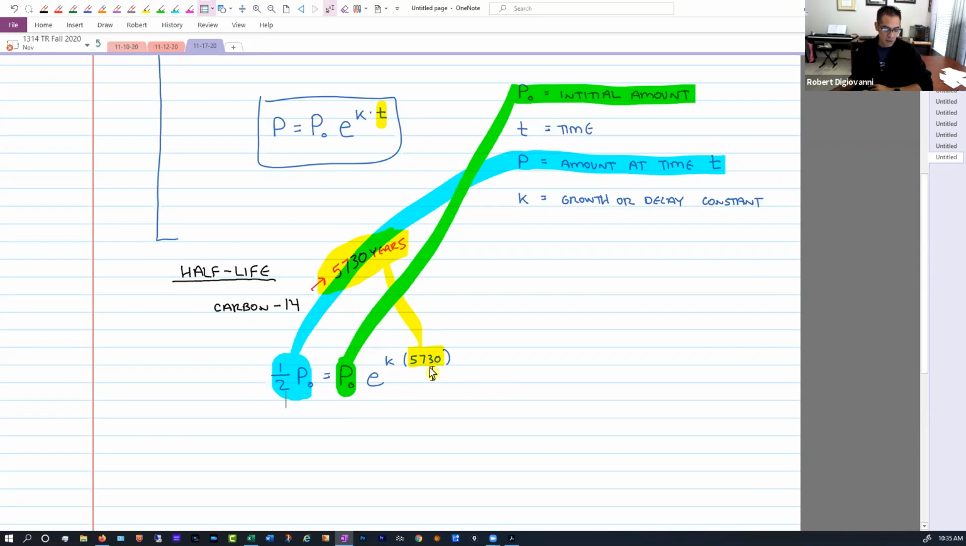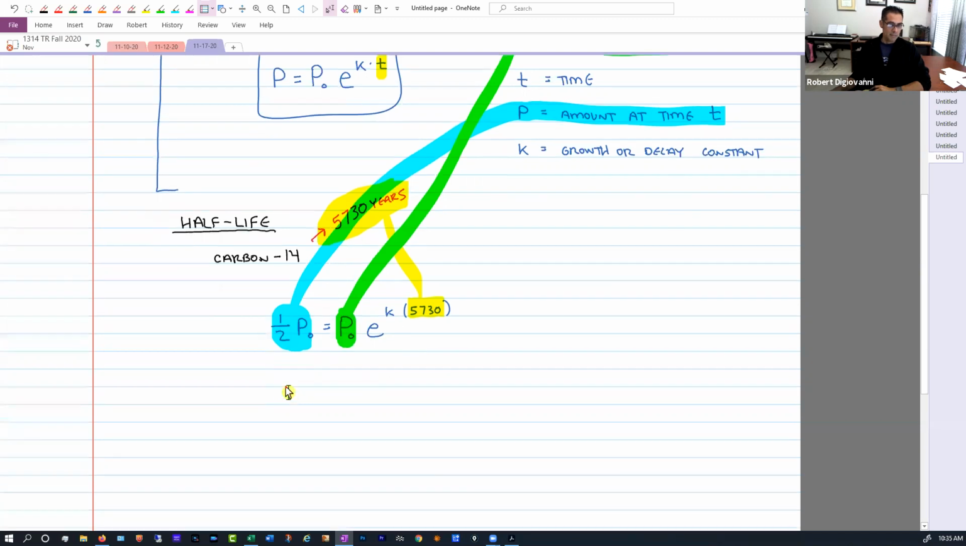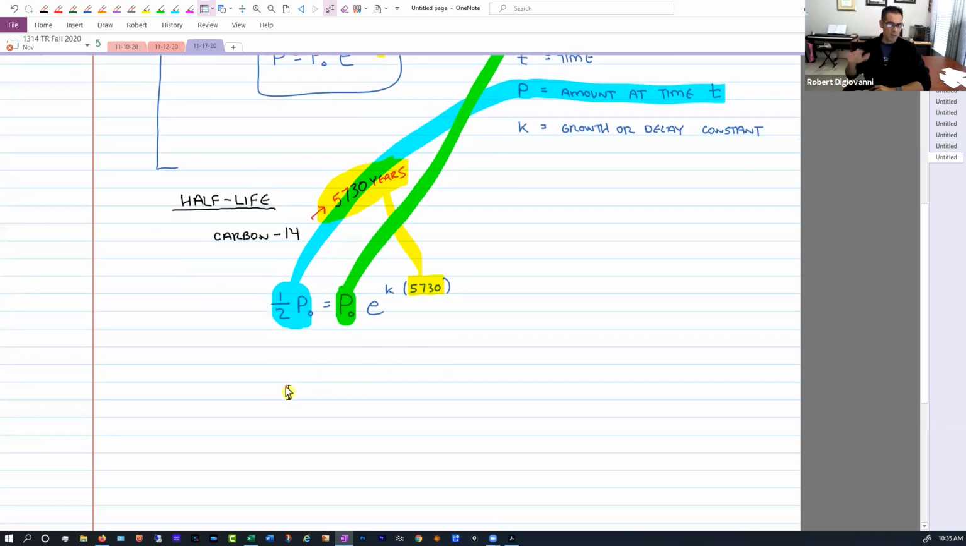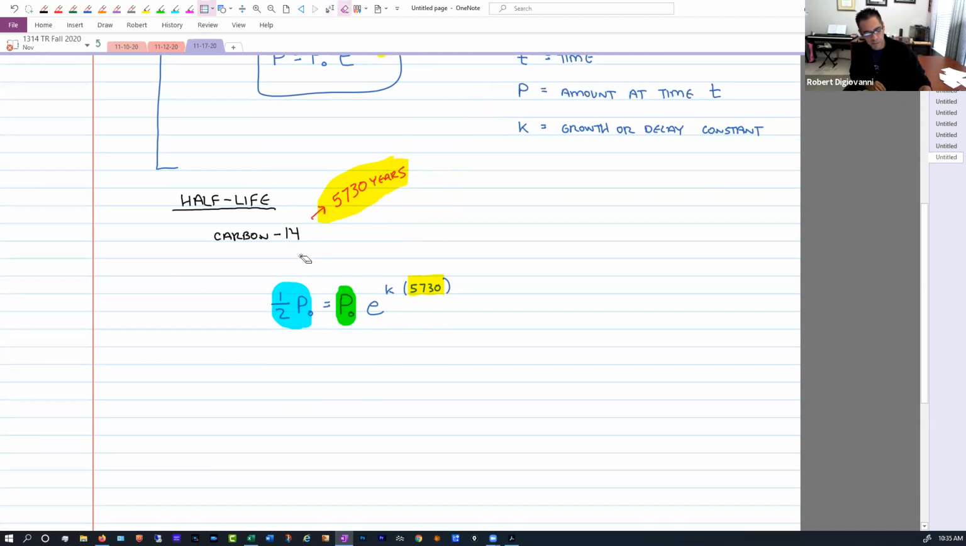Now, when you look at this equation, does anyone have any questions on why I wrote this down? Does everyone understand why the half is there? I'm trying to figure out, if I start with however much it is, it should take this much time to turn into half of it. Any questions? I'll do another example after we get through this.